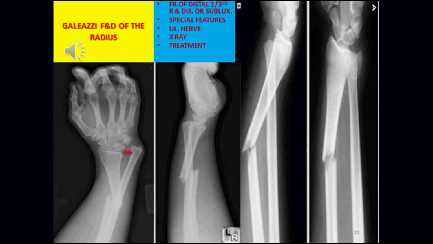X-ray: the displaced fracture in the lower third of the radius is obvious. Check the inferior radio-ulnar joint, which is marked by the red arrow, for subluxation or dislocation. Treatment, just like Monteggia: we have to restore the length of the radius in order to get spontaneous reduction of the inferior radio-ulnar joint. In children, this can be done by closed reduction, while in adults, open reduction and internal fixation is advised.